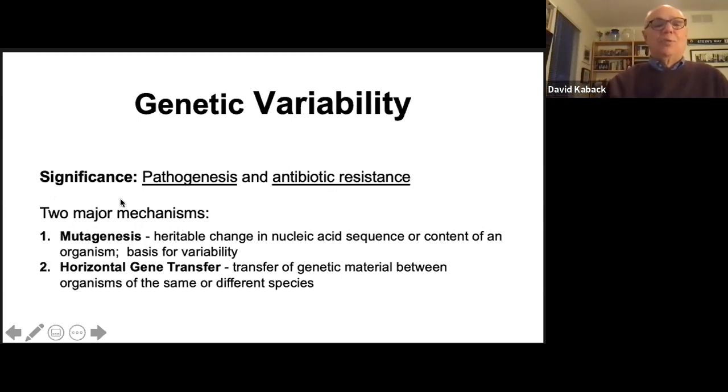So if a ribosomal protein mutates, it may make that ribosome immune and not subject to inhibition by something like streptomycin, which is an antibiotic that inhibits the ribosome. Or it may transfer one of these resistance factors to another bacteria.